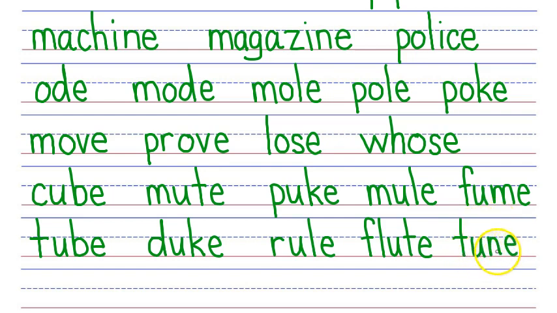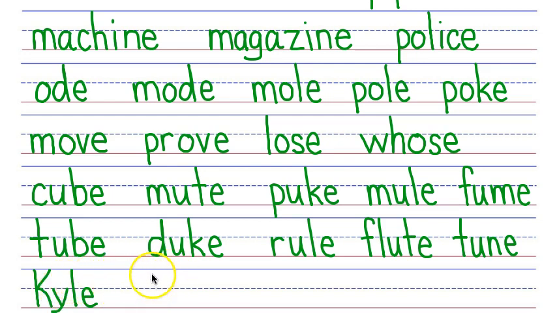T, oo, tune. Next word is Kyle. I'm going to capitalize the K in Kyle because it's a boy's name. K. We need a Y that makes a long I sound, I. An L that says L. And a silent final E to tell us that that Y is making a long vowel sound.